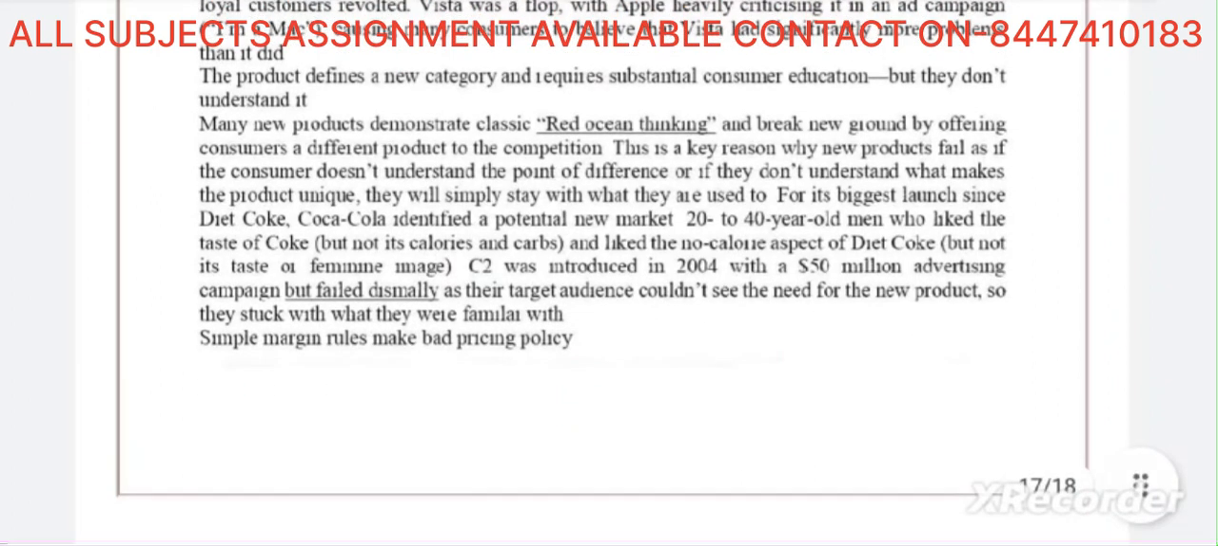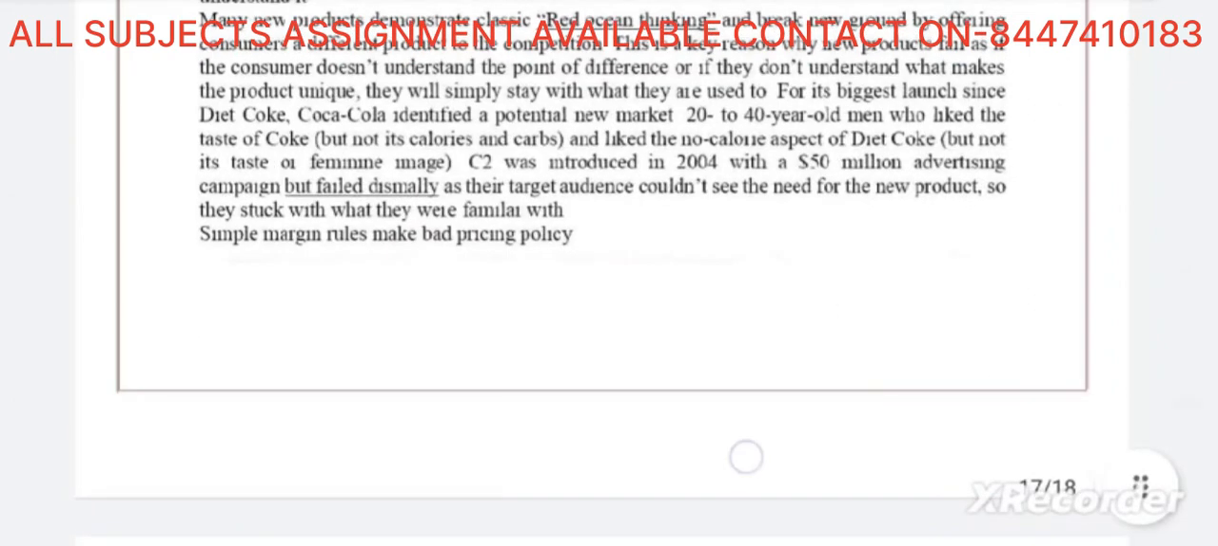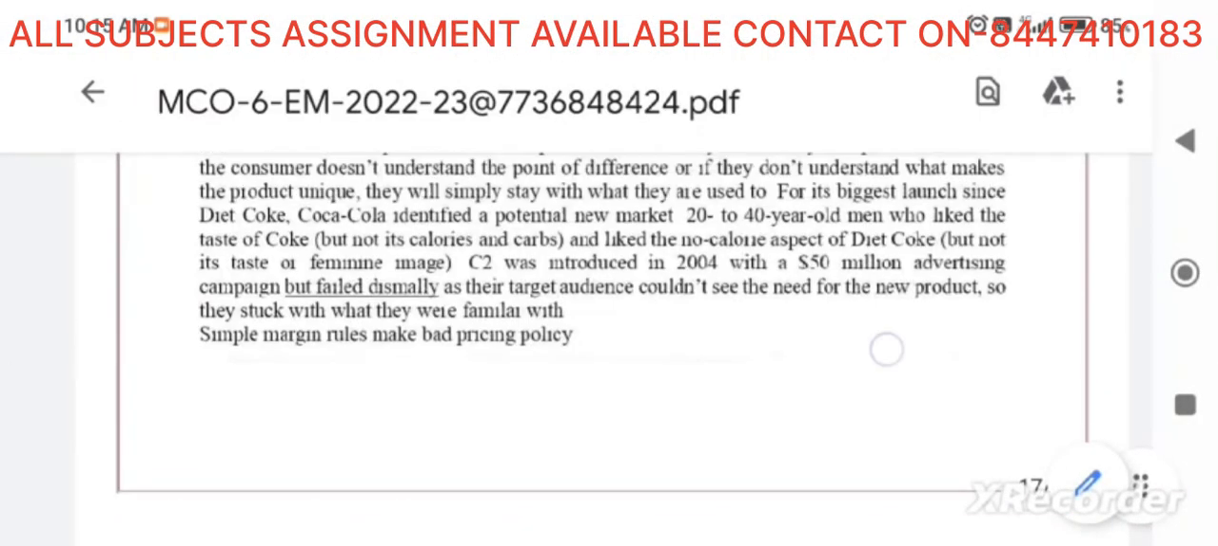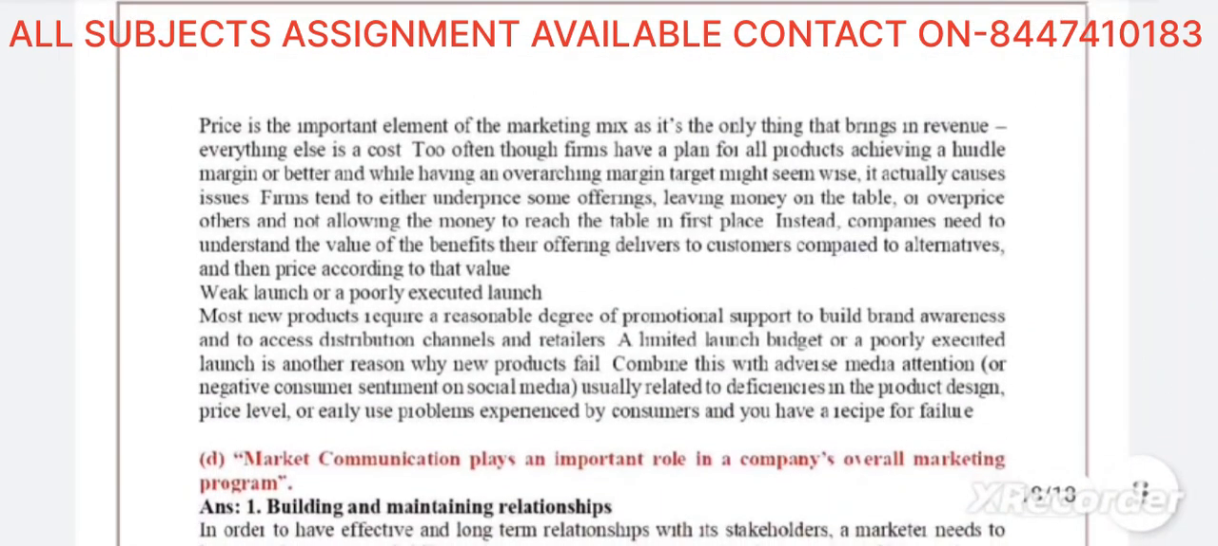Simple margin rules make bad pricing policy. So, price is the important element of the marketing mix, as it is the only thing that brings in revenue. Everything else is a cost.